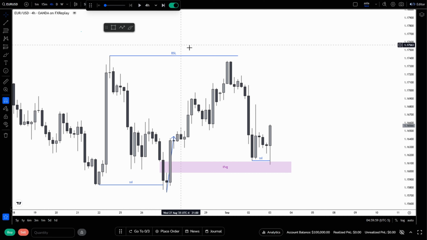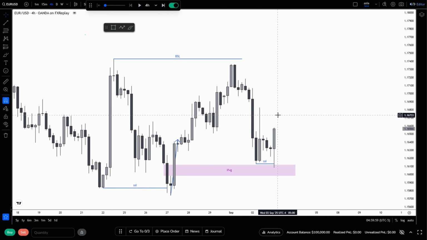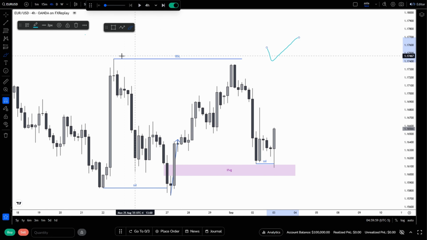likely to take first. Once you understand this, identifying the draw on liquidity becomes much more practical and much less confusing. You stop expecting the market to do exactly what you want, and instead, you align with what the market is actually capable of doing at that moment.